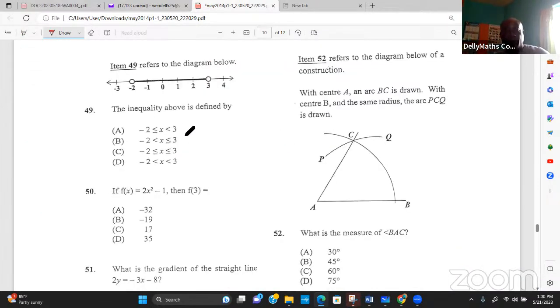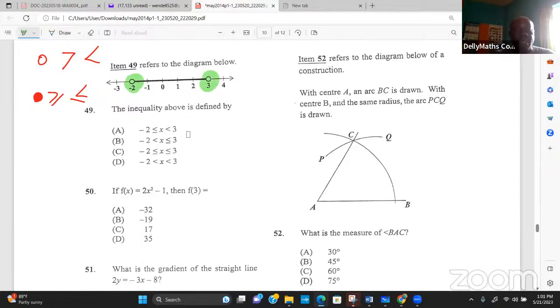All right, 49. The inequality above is defined by. Now, let's just get this out the way. If I see an open circle, it means I'm dealing with this symbol or that, okay? If I see a closed circle where it is shaded, I'm either dealing with this with the bar underneath it or that with the bar underneath it, okay? So that's the idea. The fact that I'm seeing 2 unshaded, right? That means I definitely know that anything with the bar is already wrong. This is out, this is out.